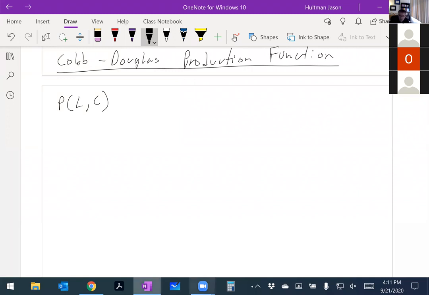Does somebody have a question here? Okay, P of L and C is equal to beta times L to the alpha times C to the 1 minus alpha. I'm just going to let beta be lowercase b in this case. It's fine. Where alpha goes from 0 to 1.